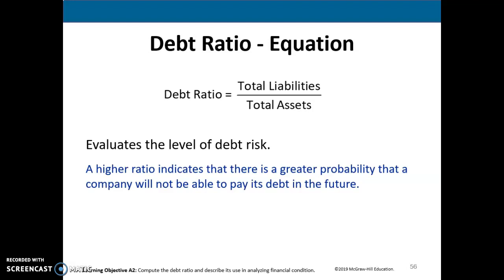The debt ratio is equal to total liabilities divided by total assets. When we have a higher ratio, that's telling us that we have a higher probability that we may not be able to pay our debt in the future. So the higher the liabilities to assets, the more challenging it could be to pay those liabilities when they come due. So that could be considered as a higher credit risk. This is one of the things that our lenders are going to be looking at, the debt ratio.